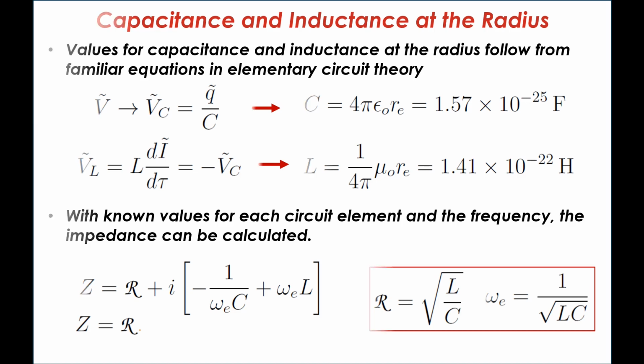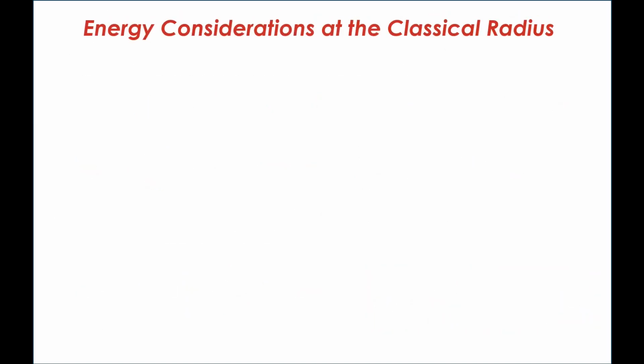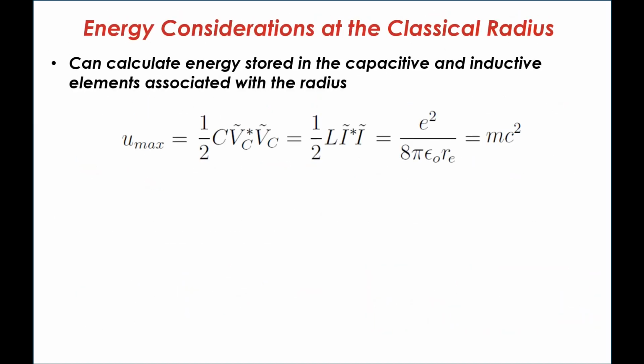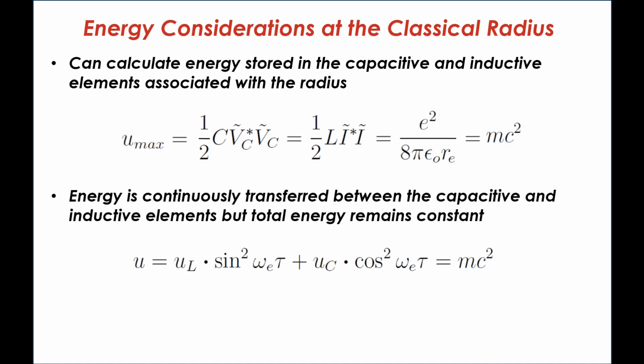Finally, we note that the inductance and capacitance can be arranged in separate formulas to determine both the frequency and the radiation resistance. Next, we can show that the maximum stored energy in either the capacitive or inductive elements is exactly the mass energy of the electron. This makes perfectly good sense because energy is continuously transferred between the two, so that for any time tau, the total stored energy is always the mass energy of the electron.